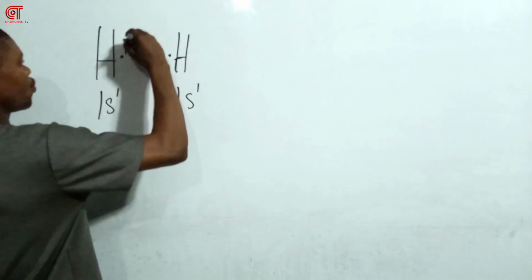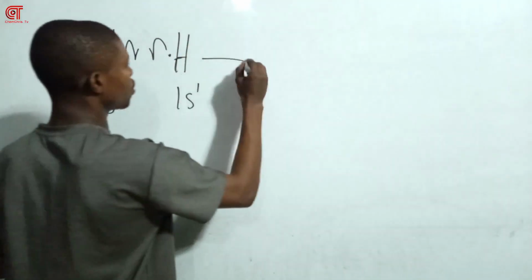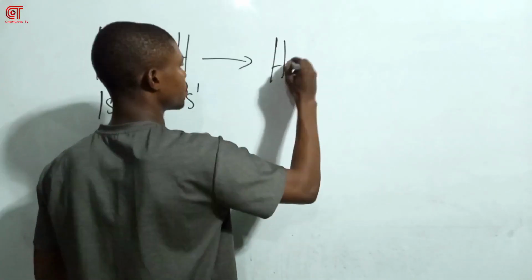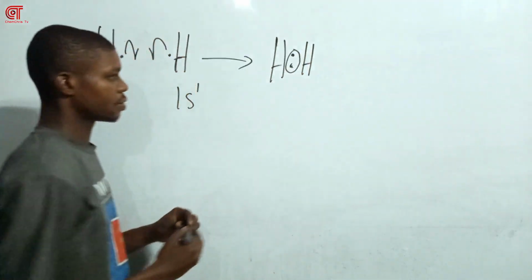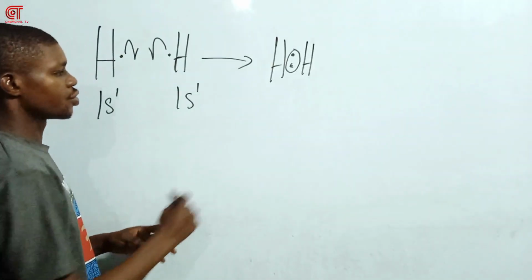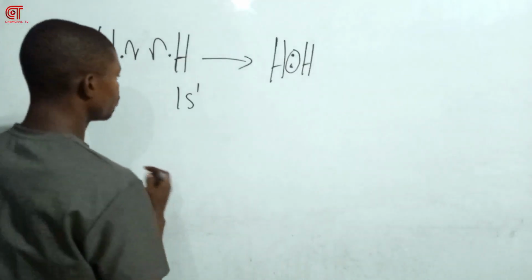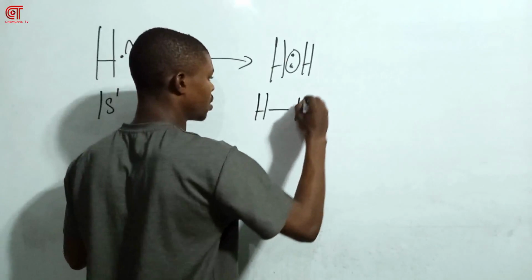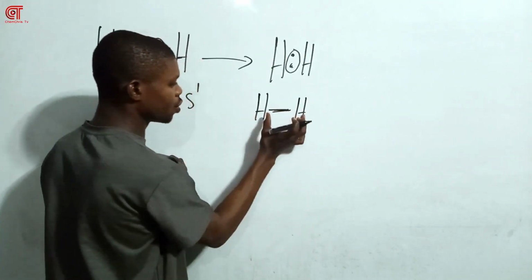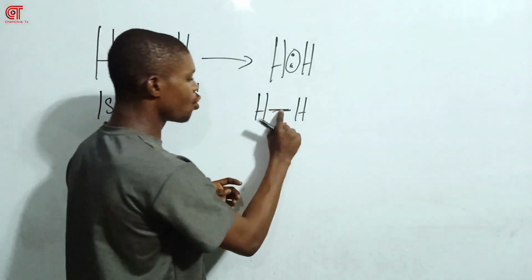So when you mix them together, you are going to form something like this. Do you get that? So here is going to be a molecular orbital. When this is formed, this bond is what is holding them together. So this is called a covalent bond.